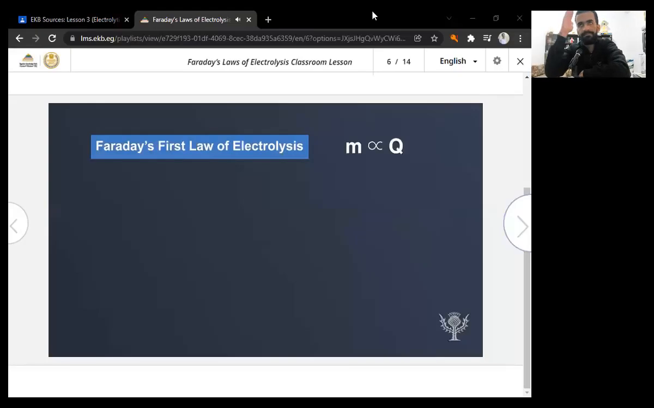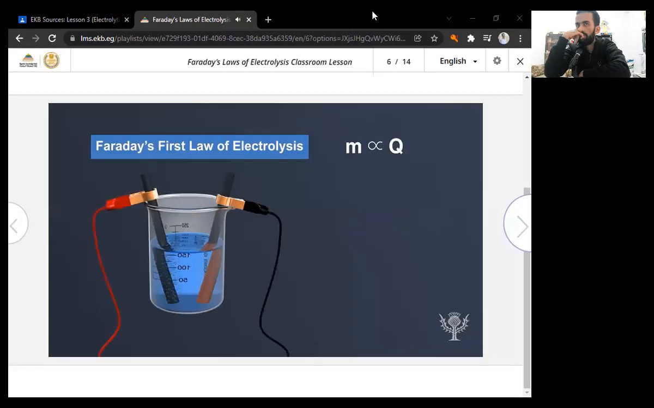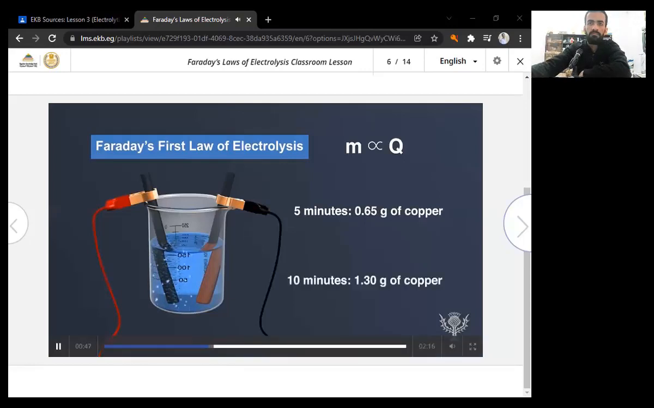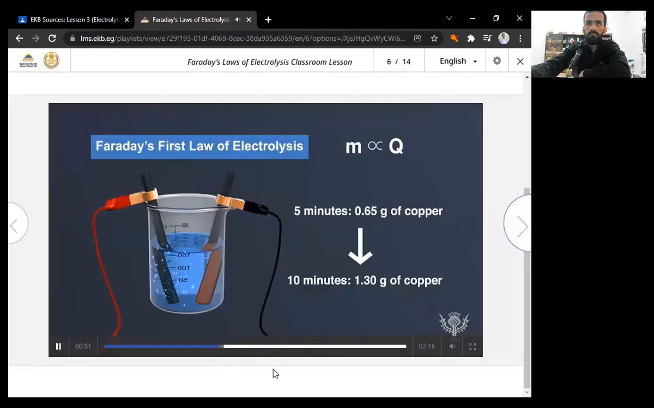of current through an electrolyte is directly proportional to the quantity of electricity in coulombs passed through it. So, what does this actually mean? Suppose you set up this electrolysis circuit. The current flows for 5 minutes, and 0.65 grams of copper are deposited on the cathode. Faraday's law tells us that if the experiment was repeated with the current flowing for 10 minutes, twice as much time, then twice as much copper would be deposited.